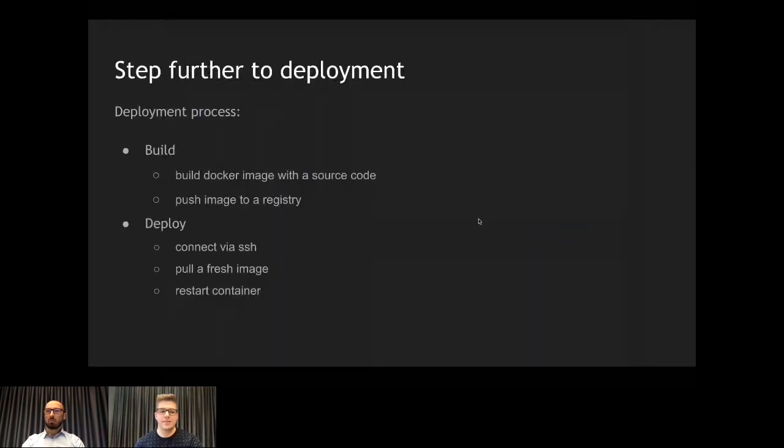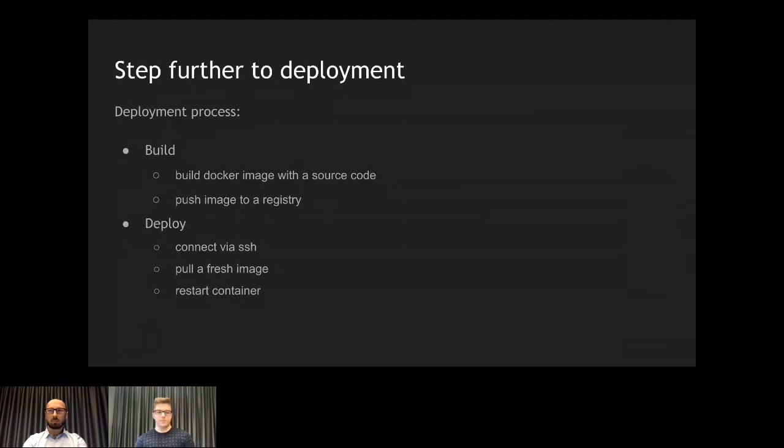So let's improve our deployment process and what we just did, and also add the build and deploy steps. We will build the Docker image with the source code of the repository, push the image to the registry, and for the deployment process, we will connect via SSH, pull the fresh image from the registry, and restart the container.